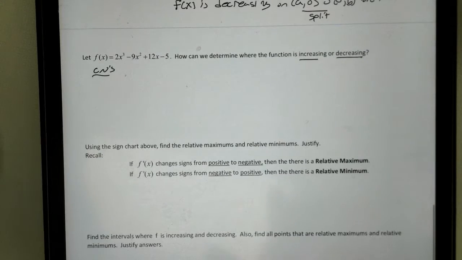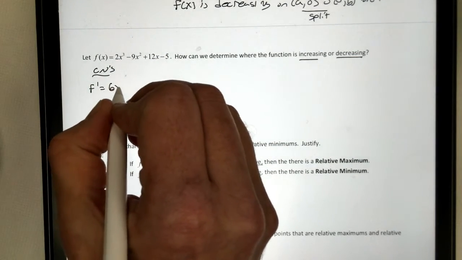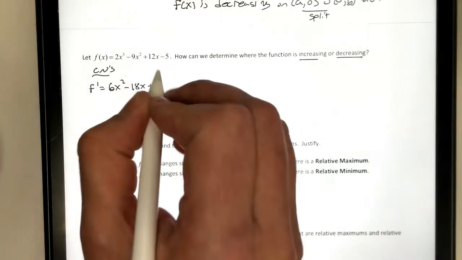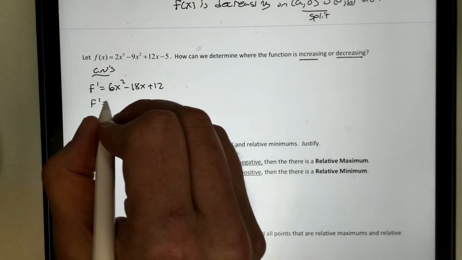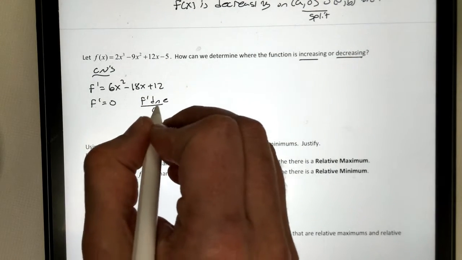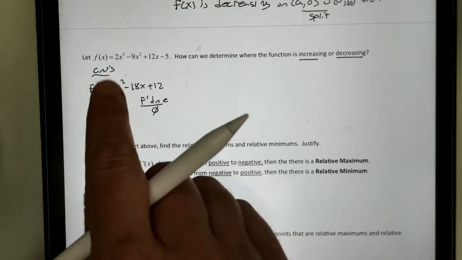So if we go down here to find our critical numbers, the derivative will be 6x squared minus 18x plus 12. I want to find out where this derivative is 0, or where the derivative does not exist. And if you're good, you know it's not going to get us anywhere. Where is this equal to 0?